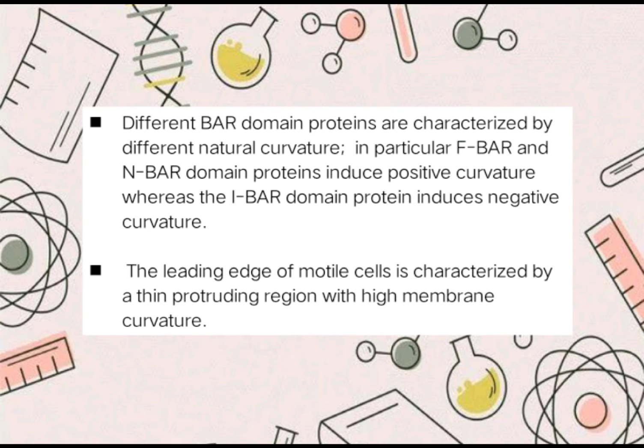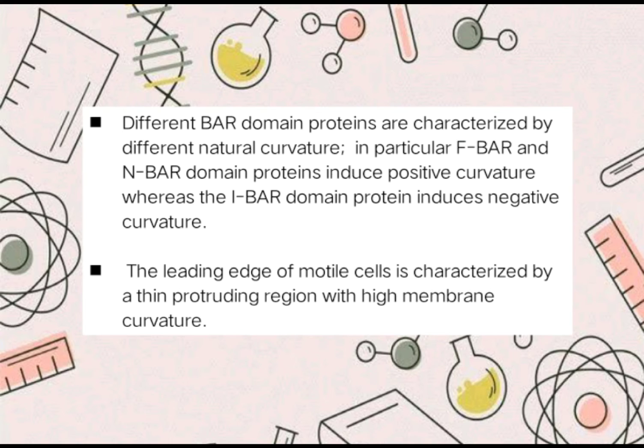Different BAR domain proteins are characterized by different natural curvature. In particular, F-BAR and N-BAR domain proteins induce positive curvature, whereas the I-BAR domain protein induces negative curvature. In general, the action of curvature favoring lipids and proteins and scaffolding proteins is viewed as being highly cooperative. Membrane deformation in cells typically involves a very large number of curvature sensing and curvature-inducing molecules.